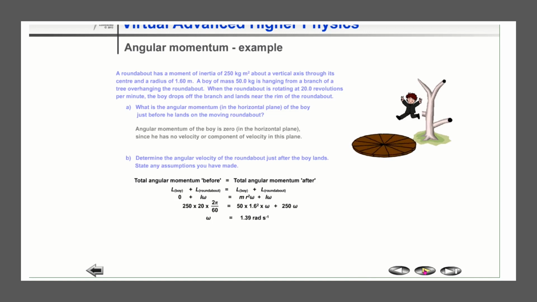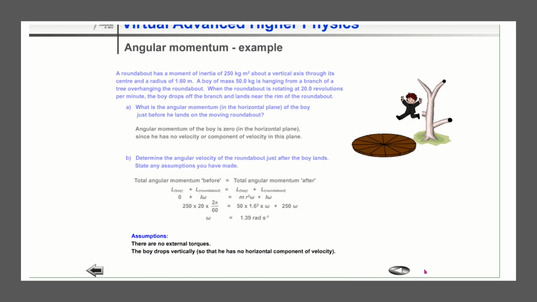The assumptions you've made are that there are no external torques, as in the conservation of angular momentum law, and the boy drops directly vertically onto that roundabout, so he has no horizontal component of velocity, which would otherwise affect the results.